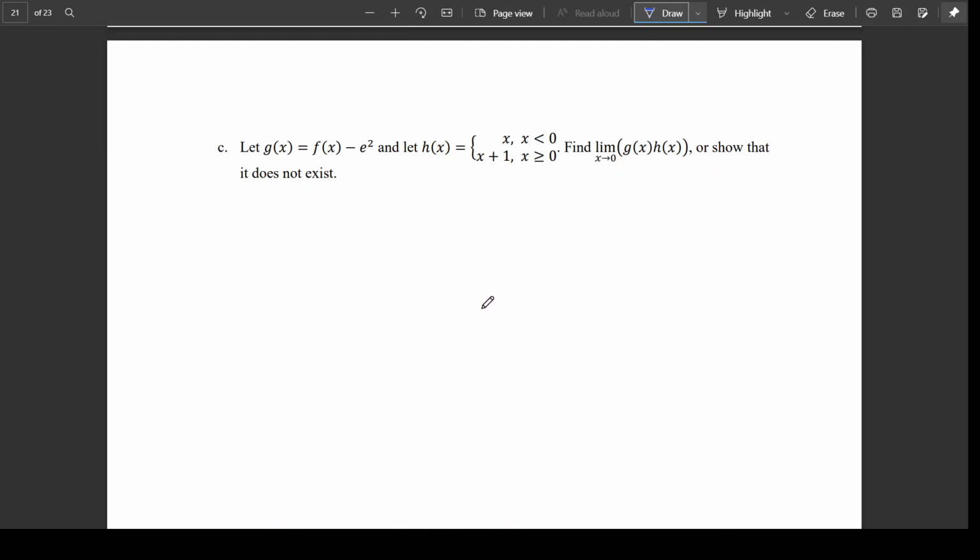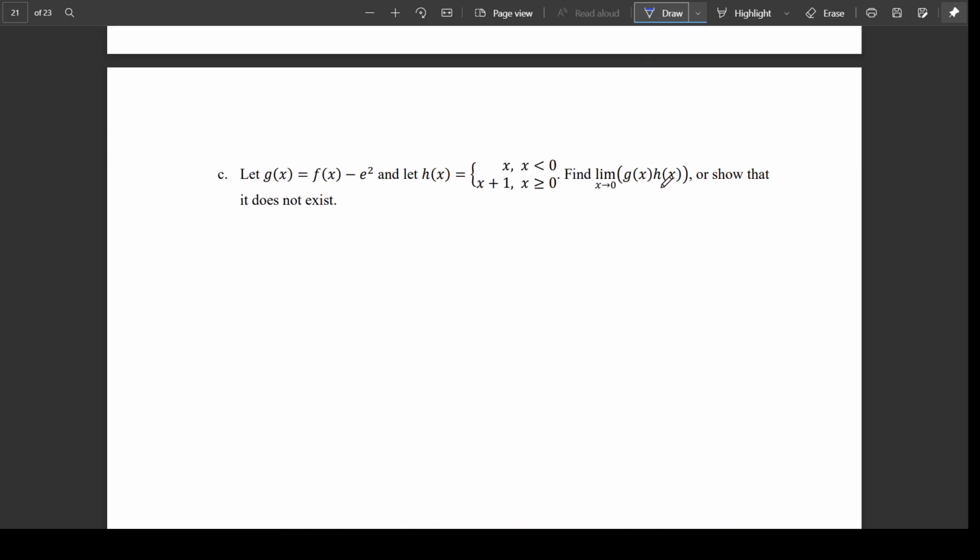Now, I feel like a lot of people would immediately see this piecewise function and say, oh, it's approaching 0 from one side, and it's approaching 1 from the other side. So obviously, I can immediately say it does not exist, because the limit as x approaches 0 of h of x is not defined. That is true, but you can't just immediately take that jump in logic. You have to show that by taking the limit from the left and the limit from the right of this function, g of x times h of x.